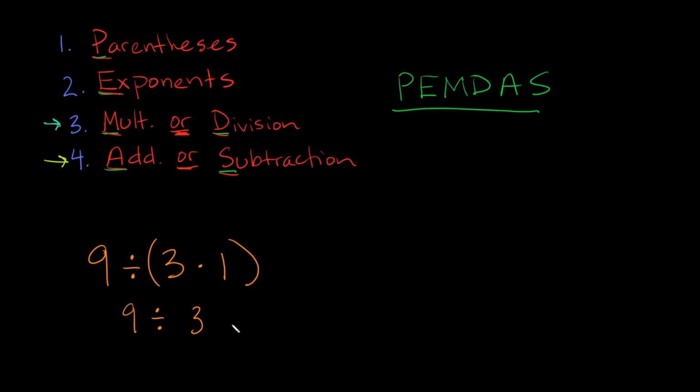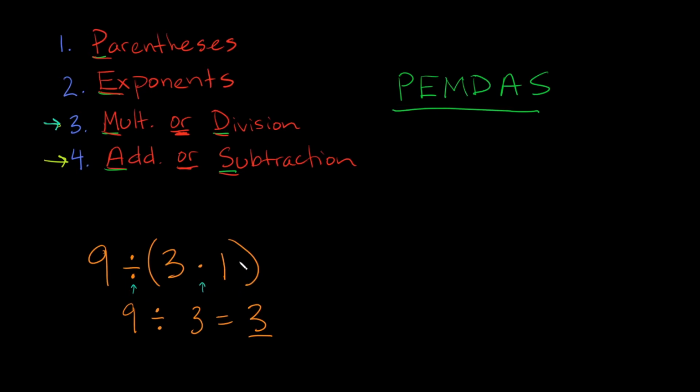Okay, so now all I'm left with is 9 divided by 3, so I can solve that, right? That's just equal to 3. Okay, and just in case you're asking yourself, weren't we supposed to do the division before the multiplication since we're reading it left to right?